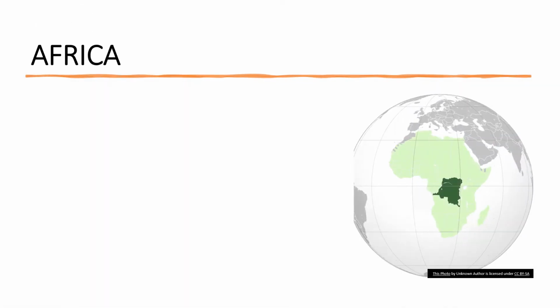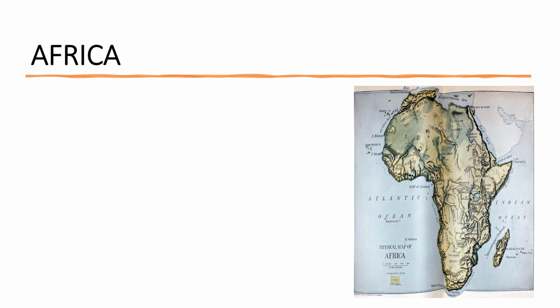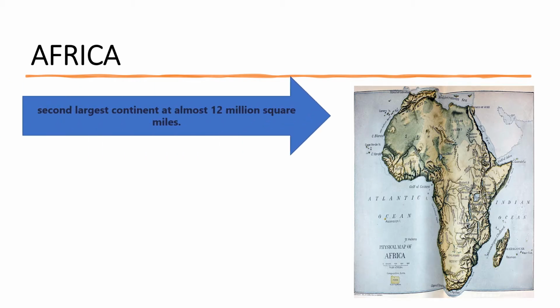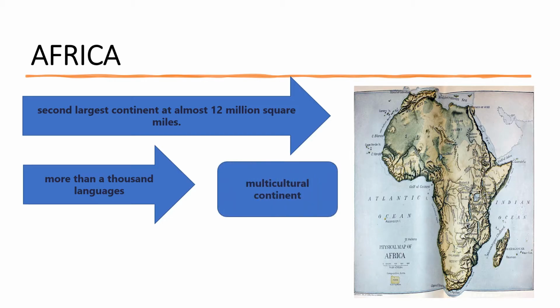Let us start by identifying what Africa is. Geographically, Africa is the second largest continent at almost 12 million square miles. It houses a variety of ethnic groups, and there are more than 1,000 languages, which makes Africa a multicultural continent. One of its earliest civilizations is that of Egypt, which was established more than 5,000 years ago.